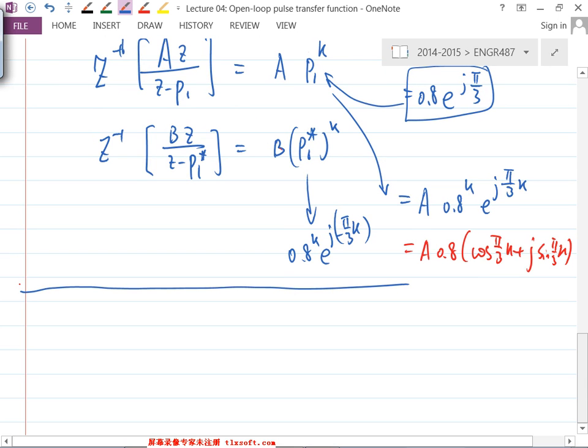Okay, so we continue from a previous lecture, and we talked about impulse sampling, and we talked about zero order hold.